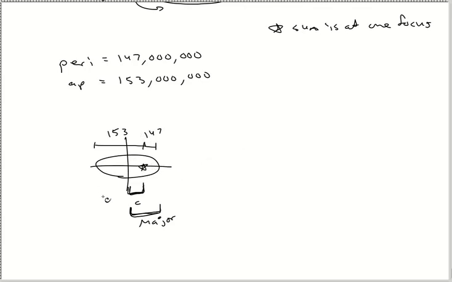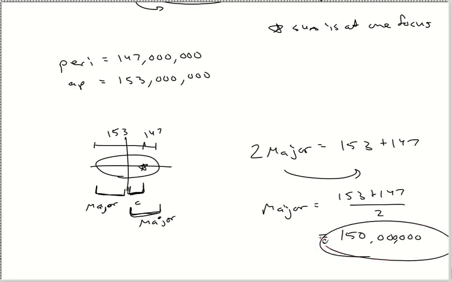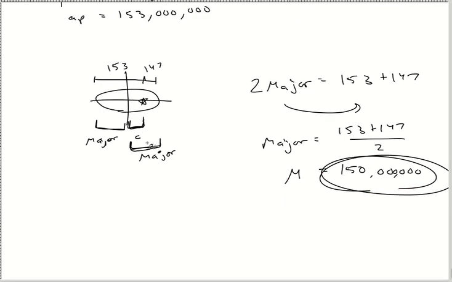Well, first off, I can say that this is also a major on this side, right? So I've got two majors. Two majors should be the full distance, the 153 plus the 147. To solve for major, I divide by 2. And we get, in a calculator, yes, it's 150. Of course, it's 150 followed by lots of zeros. Okay, so that's my major. There you go, capital M, major. Cool.